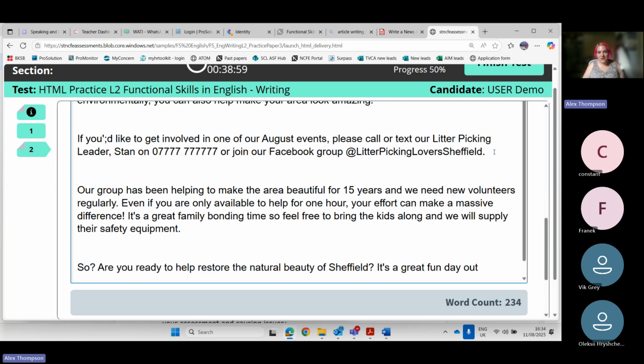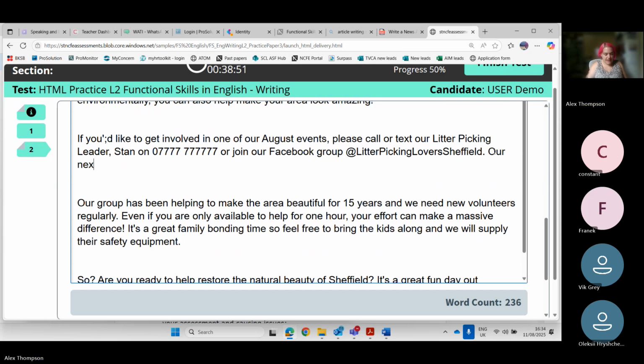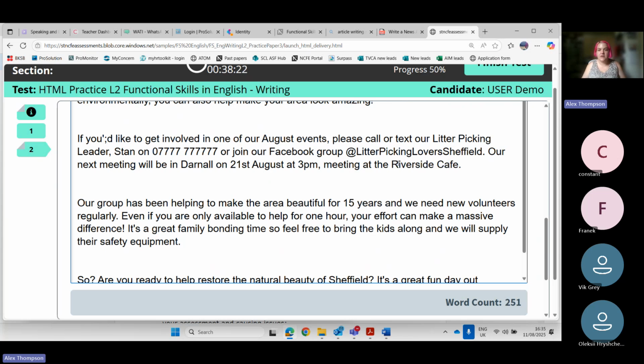Okay. Now, it's a good job I had made those notes, because otherwise our readers wouldn't know when or where this is occurring. Our next meeting will be in, I've just picked a random area of Sheffield. Our next meeting will be in Darnall on the 21st of August at 3 p.m. Meeting at the Riverside Cafe. That's the name of the cafe, so it needs capital letters on both words.